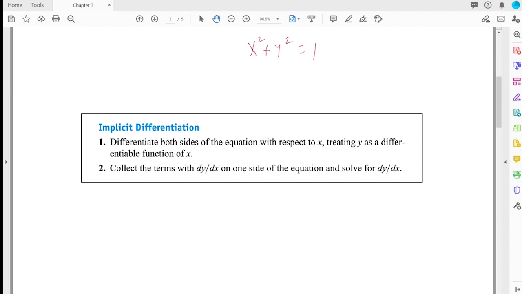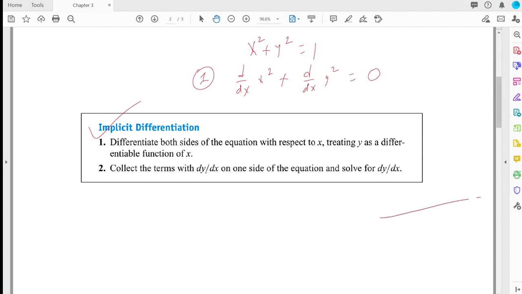To do the implicit differentiation, first of all, differentiate both sides of the equation with respect to x, treating y as a differentiable function of x. So that's our first step. The derivative of x squared with respect to x is 2x, and then the derivative of y squared with respect to x, and on the right side the derivative of 1 with respect to x is 0.